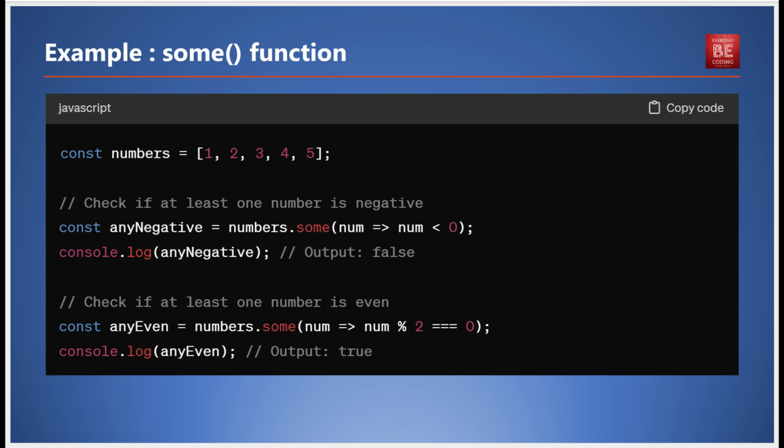Using the same array of numbers, you can use some to check if at least one number is negative. The function will return false because none of the numbers in the array are negative. But if you check if at least one number is even, it's going to return true because there are indeed even numbers in the array. In both these examples, the every and some functions return Boolean values based on the conditions specified in the callback functions.